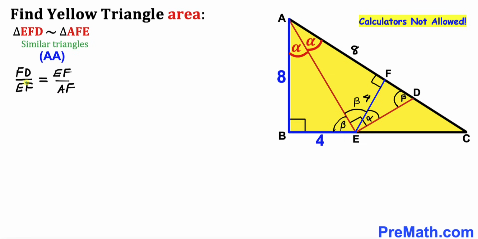And now let's make an observation. We can see our EF length is 4. Likewise, this EF length is 4 once again, and AF length is 8. As you can see in this next step, I have substituted all those values. Let me go ahead and multiply both sides by 4 to isolate FD. So we can see FD length turns out to be 2 units. So this segment FD turns out to be 2 units.